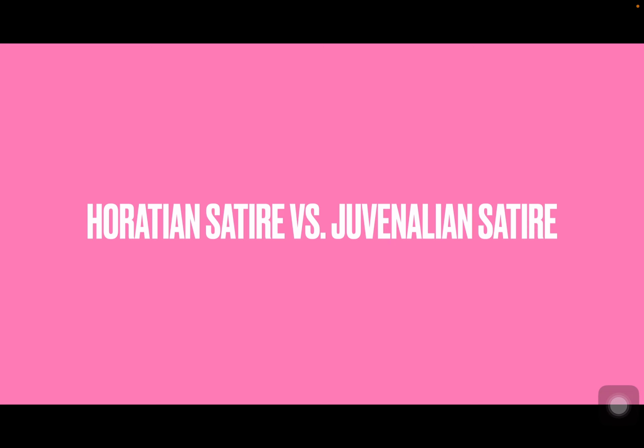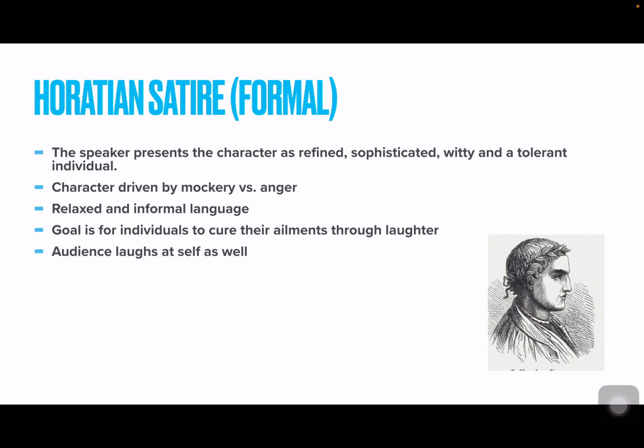This is Horatian satire versus Juvenalian satire. And really, these are two Roman satirists. The Horatian satire is formal. The speaker presents the character as a refined, sophisticated, witty, tolerant individual. I think the key here is the audience laughs at themselves as well. So it's funny, but we're supposed to enjoy this and it's entertaining. The goal is for individuals to cure their ailments through laughter. And it's a little bit more relaxed and informal.